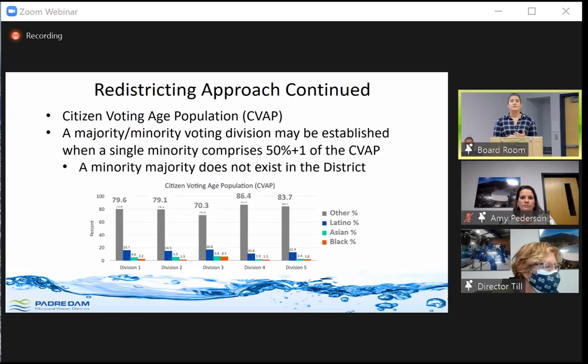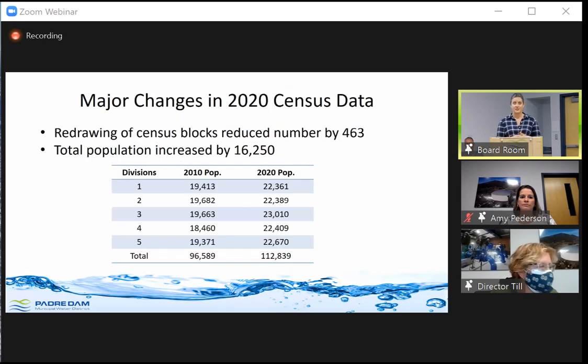We also reviewed the citizen voting age population to see if we had a division that might have a minority population greater than 50% in a division. In our district, this was not a concern. It was not the case. Next slide, please.